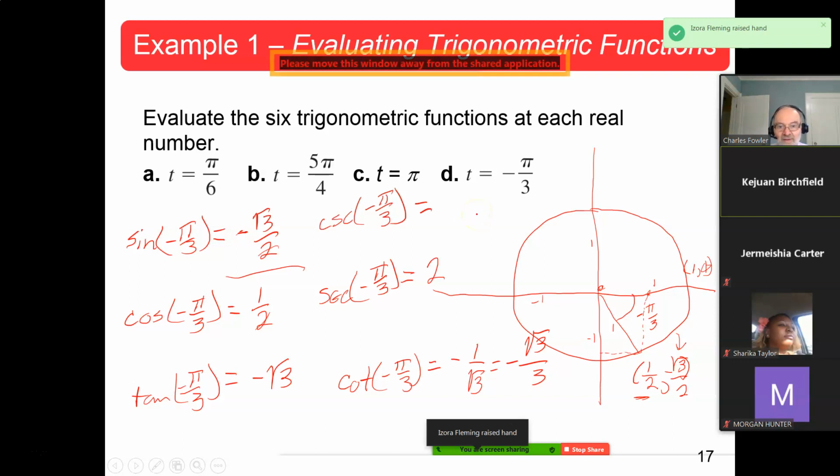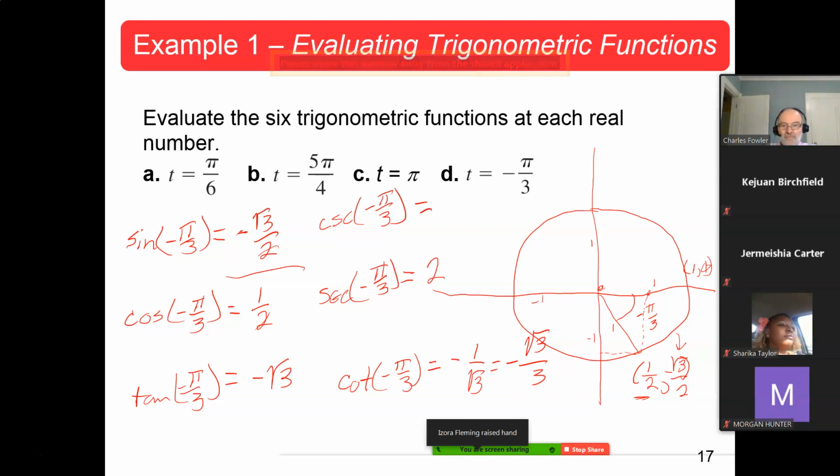Yeah, Azora raised her hand. What you got, Azora? Okay. Okay, we're in week 3 right now, if that's what you're asking. Yeah. Next week will be week 4.